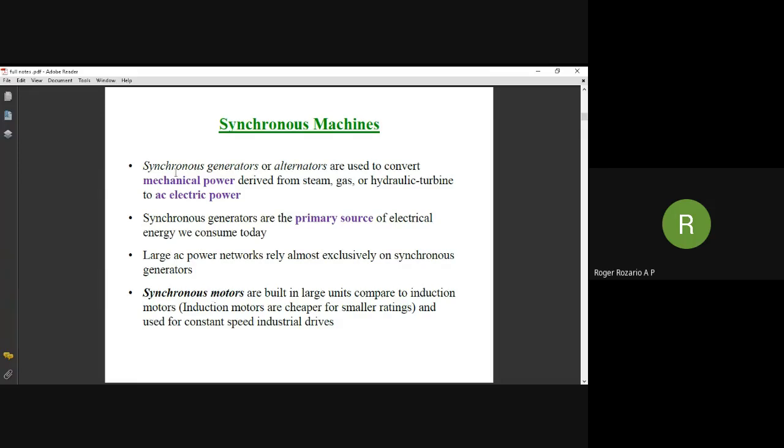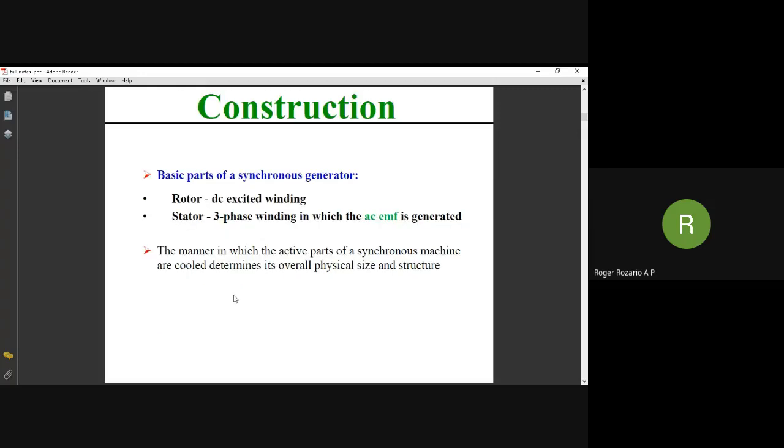Synchronous motors do the opposite: they convert electrical energy into mechanical energy, and they are used for constant speed applications. So we will come to the synchronous motors later. I'm just reviewing previous class topics for 5 minutes, and then we will move on to today's class. So synchronous machines are divided into two types: synchronous motors and synchronous generators. We are dealing with synchronous generators or alternators.